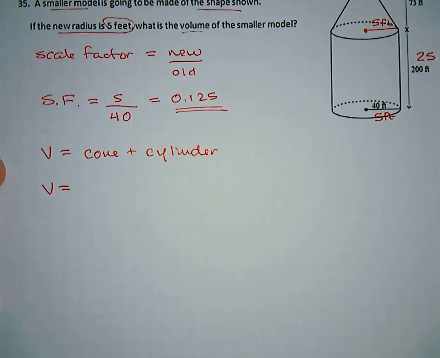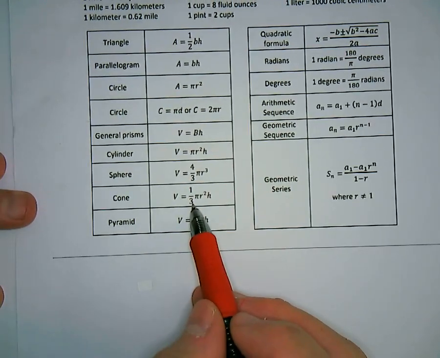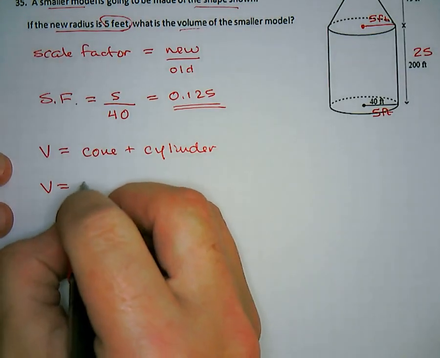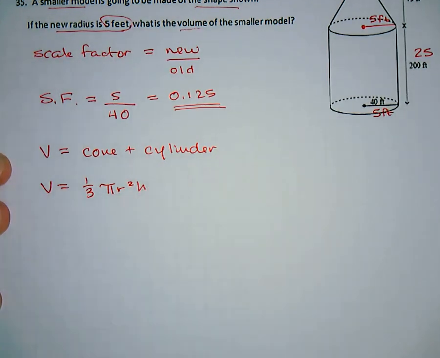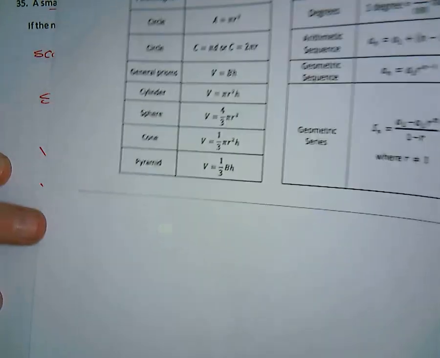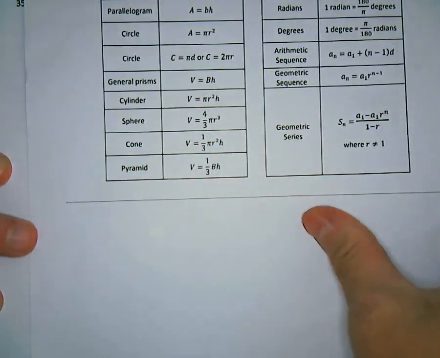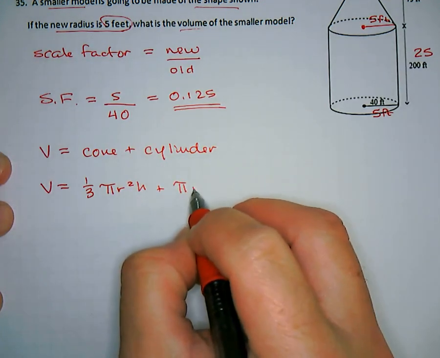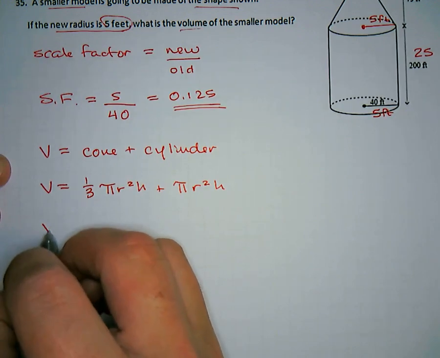Now for a cone, it's 1/3 pi r squared h. So 1/3 pi r squared h. Always like to write my formulas down so I know what to plug in. And a cylinder is pi r squared h, plus pi r squared h. So let's plug in what we know. Let's substitute our values in.